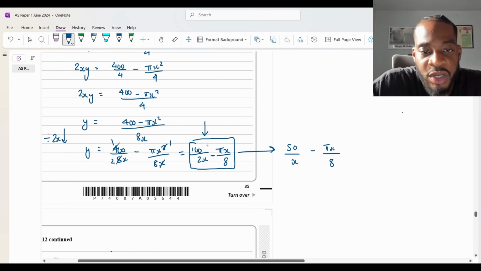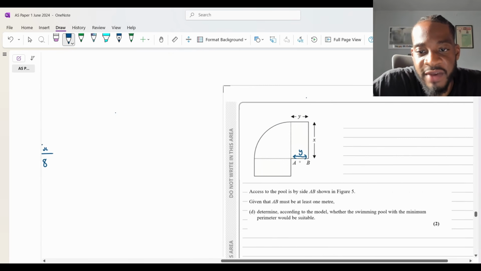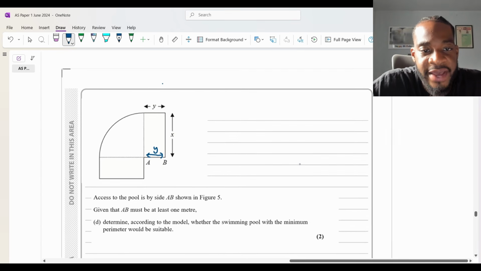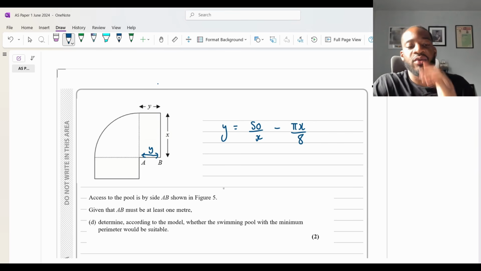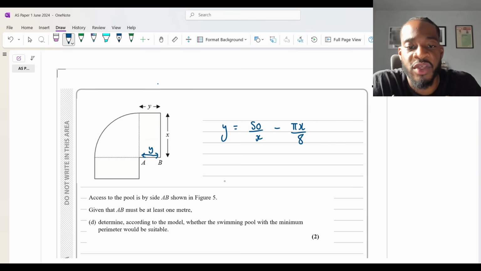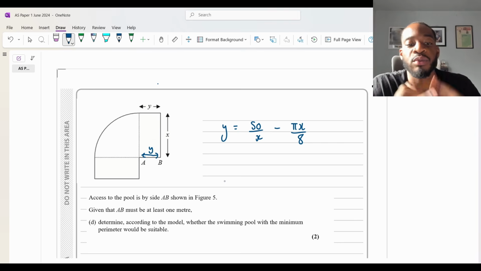I realized that 100 over 2 is 50. So we could say it's 50 over x minus pi x over 8. Let me write that there. y is equal to 50 over x minus pi x divided by 8. Now let's read the question again. Determine according to the model whether the swimming pool with the minimum perimeter would be suitable.